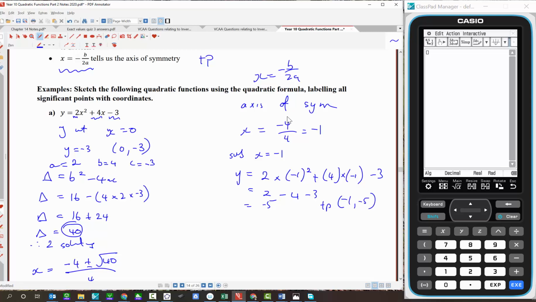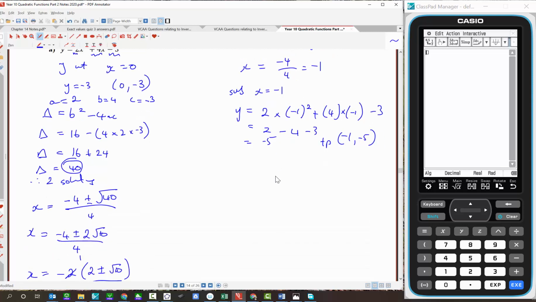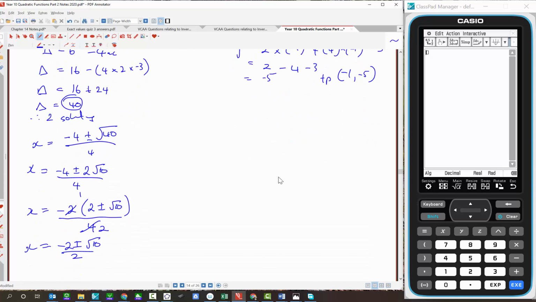Anyone who disagrees with me on that, go complete the square and see how long it takes you to get that same answer. So the axis of symmetry, negative b on 2a method can be very quick to get turning points. All right, and now we're ready to sketch.